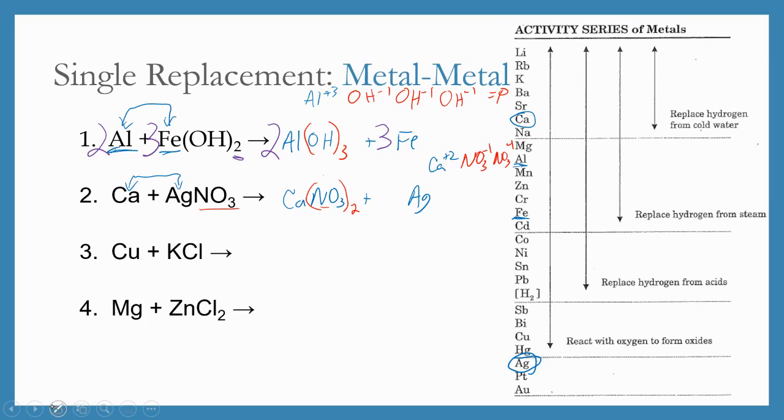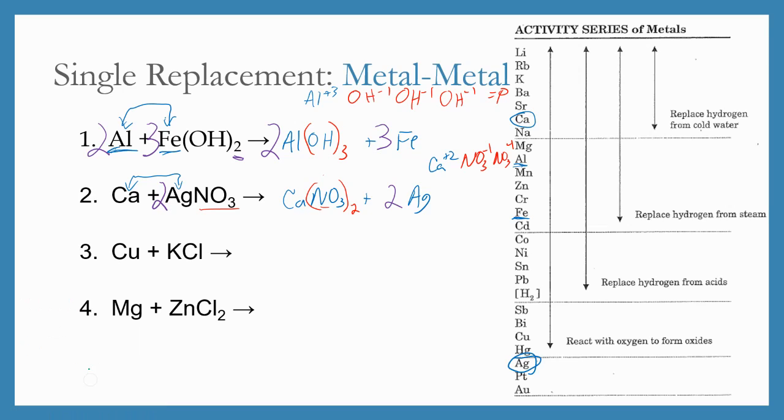Now we do the balancing, and the balancing for this one is we have two nitrates. They all came from here, so we need a 2 there. That in turn gives us two silvers, so we need a 2 there, but there's only one calcium, so the calciums are fine. So copper with potassium, this is one of those examples.